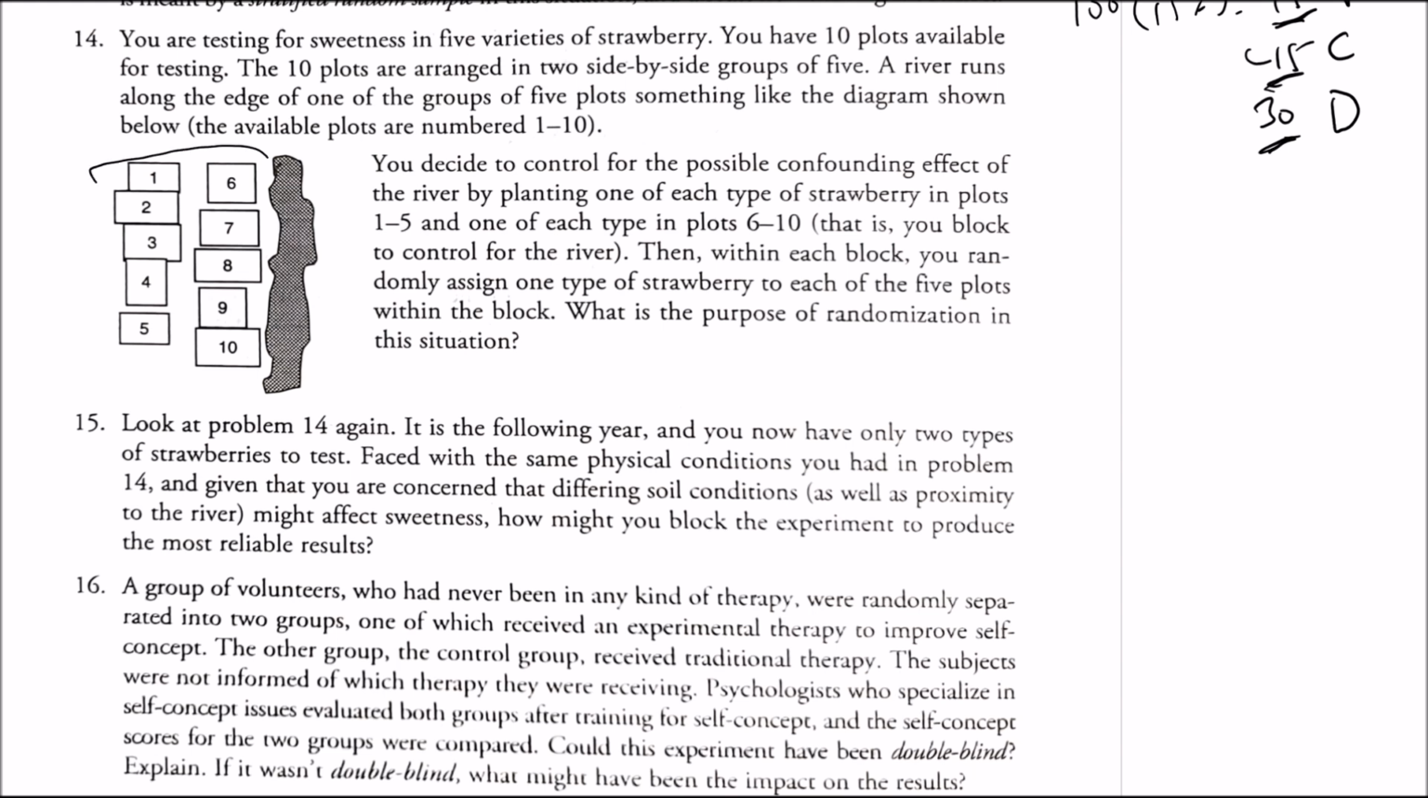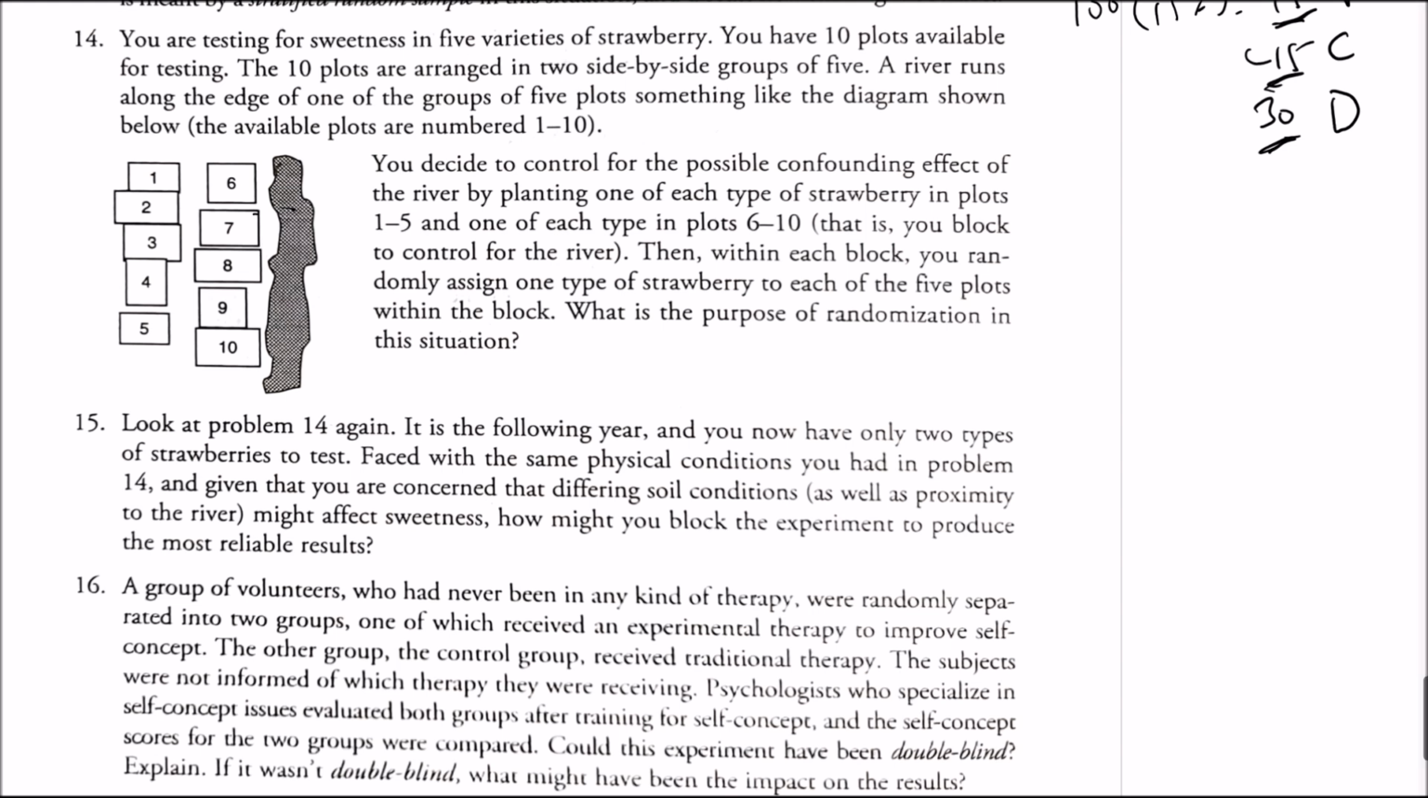So if I block by 1 and 6, like that first row, 6 is close to the river and 1 is not. So 1 is close to the stream, the other one's not. So it doesn't make sense to block by that. So we're blocking by columns because these are close to the river, the 1 through 5 are not. Then within each block, you randomly assign 1 type of strawberry to each of the 5 plots within the block.